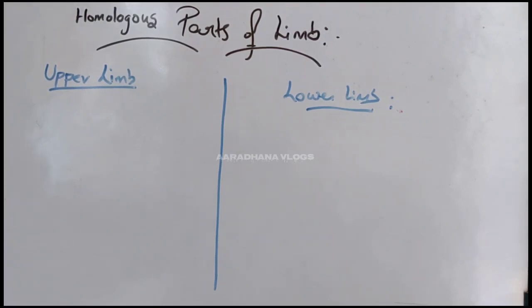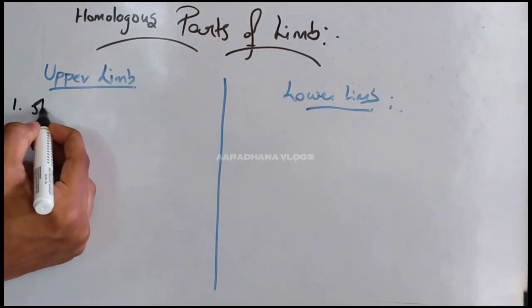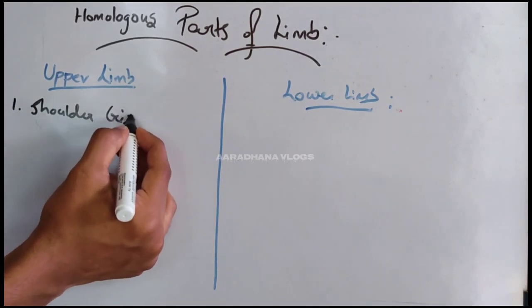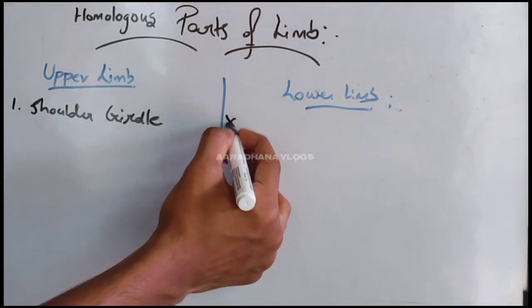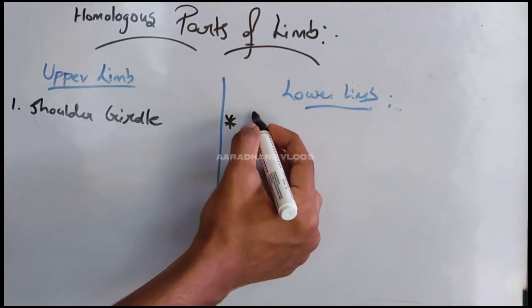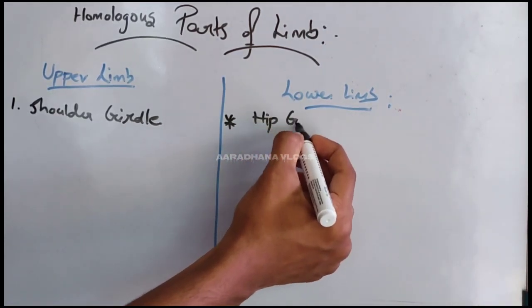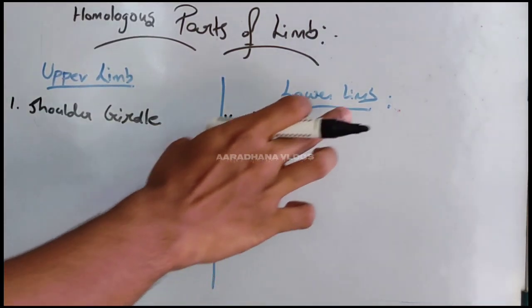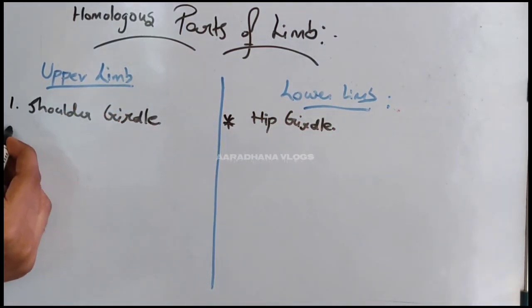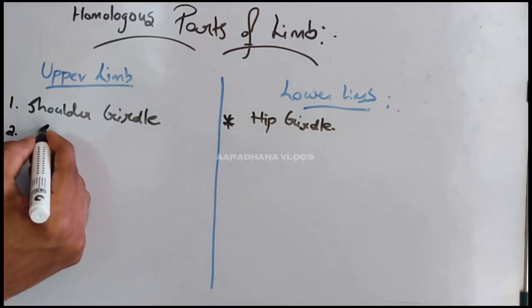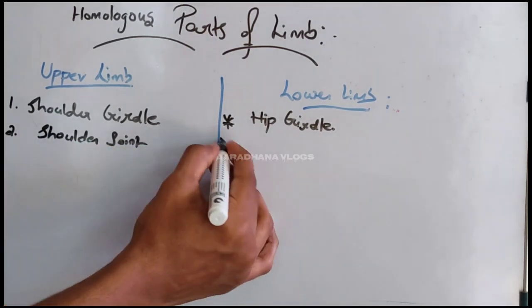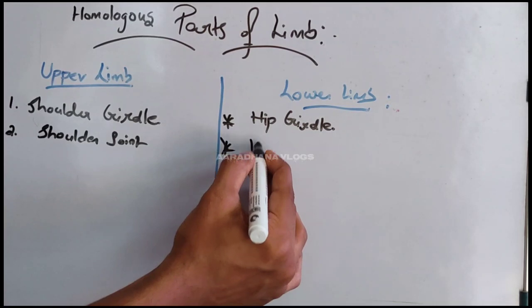So in the upper limb, first is the shoulder girdle, and when we see in the lower limb, it is the hip girdle. Upper region shoulder girdle, coming to the lower limb, it is related to hip girdle, homologous. And secondly it is the shoulder joint, and in the lower limb it will be the hip joint.